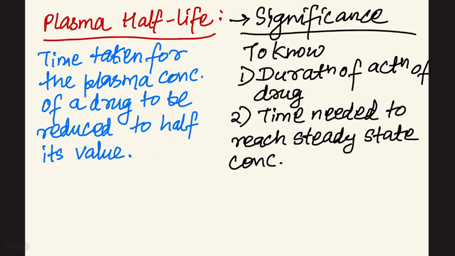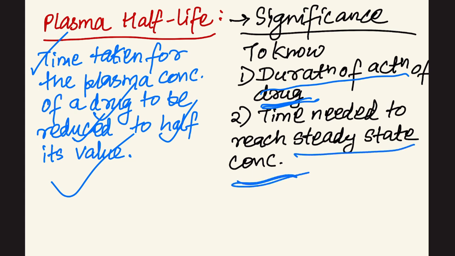Now plasma half-life. It is very simple. It is the time taken for the plasma concentration of the drug to be reduced to half of its value. What is the significance of plasma half-life? It helps us find out the duration of action of the drug. As we know, by 4 to 5 half-lives, the drug will be completely eliminated from the plasma. From that we can find out the duration of action of the drug, and also the time it requires for reaching the steady state concentration, at which the rate of administration will be equal to the rate of elimination of the drug.